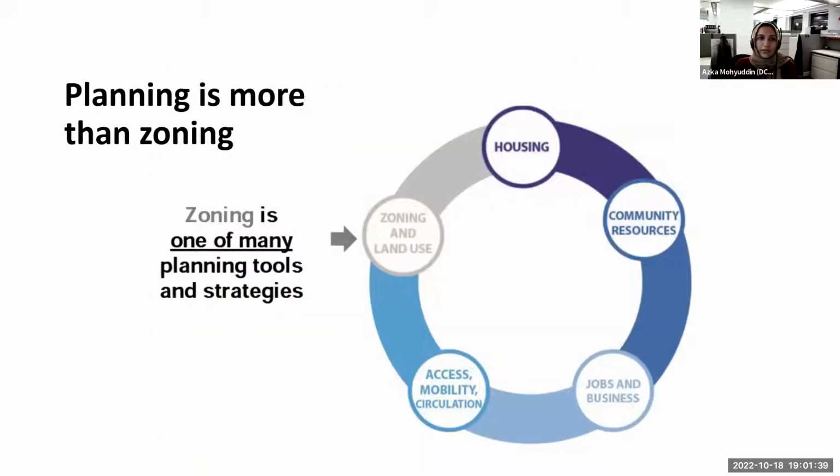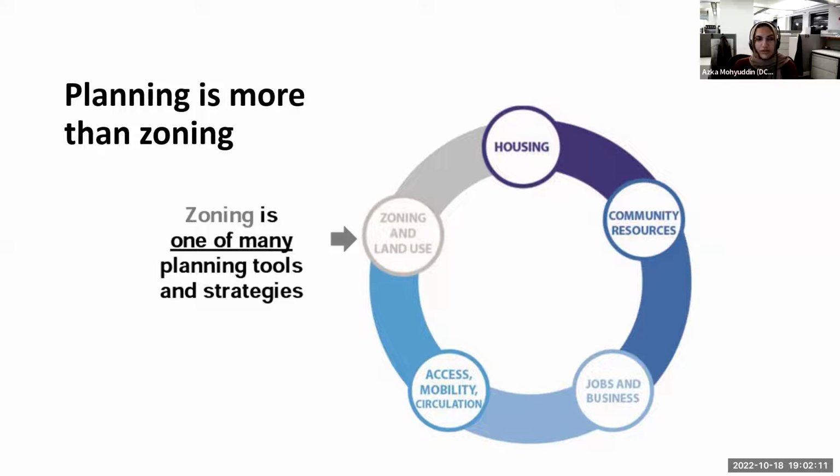Also important to note that planning is more than just zoning. Zoning is one of the many planning tools and strategies that the city and DCP use, and it's sort of one tool in our toolkit. We like to say that a lot. We look at housing, community resources, access, mobility and circulation, jobs and businesses, and work with different agencies and all different things. So zoning and land use is just one part of what we do.